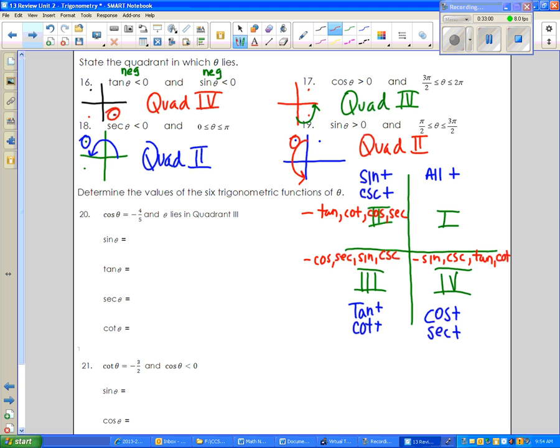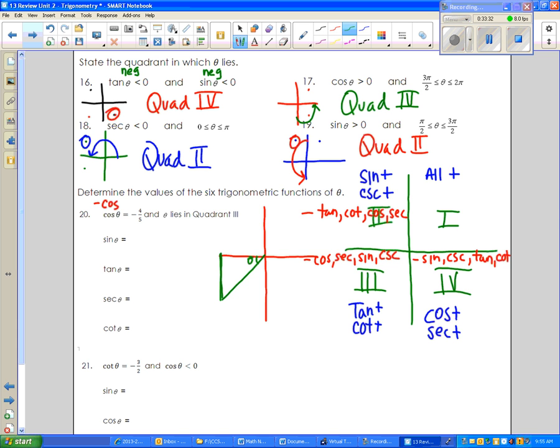So in number 20, we're told that the cosine of theta is equal to negative 4/5. So that tells me that the cosine is negative. Also, I'm told that it lies in quadrant 3. So what I'm going to actually do is physically draw a triangle in quadrant 3. And so I always draw my hypotenuse out from the origin, and I always draw my altitude either up or down to the x-axis. And then my theta is always intersecting with the origin.